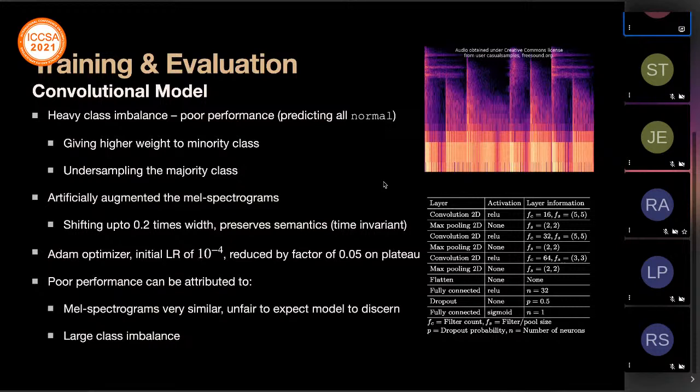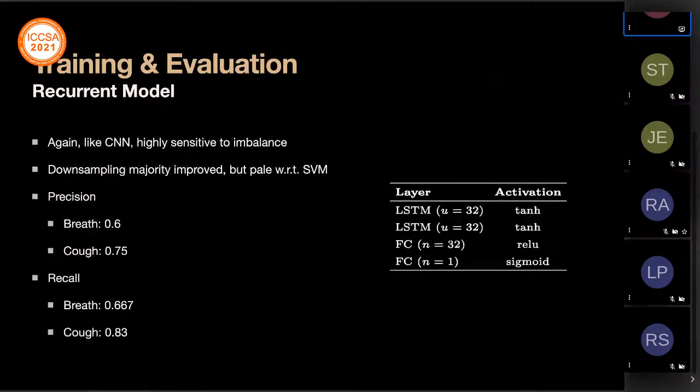And this was the architecture that we used: a general architecture with convolution followed by max pooling layers until you flatten it, and then a fully connected layer. Lastly, coming to the recurrent model, like the convolutional neural network, this was highly sensitive to the imbalance. We tried downsampling the majority class, and the performance did improve, but it was still very poor compared to the traditional ML model, the support vector machine.